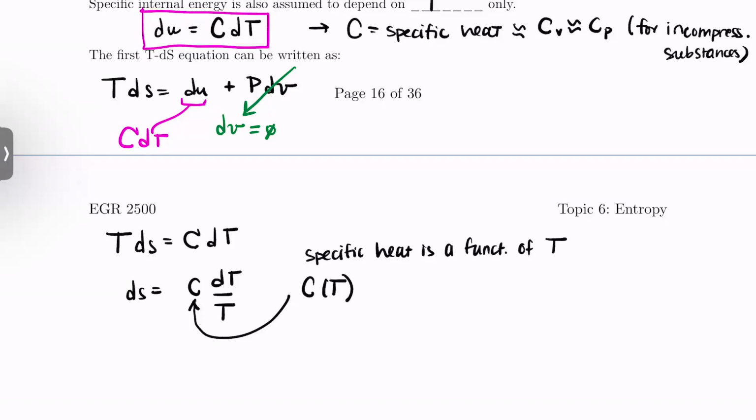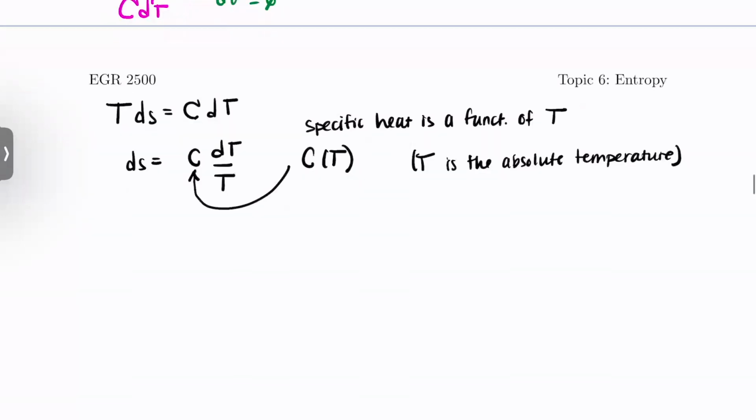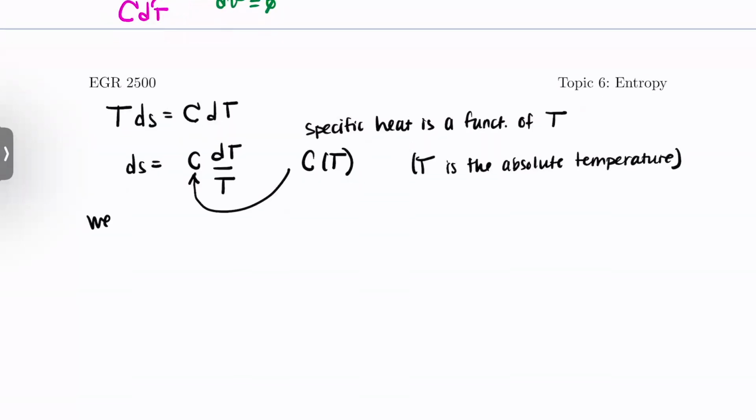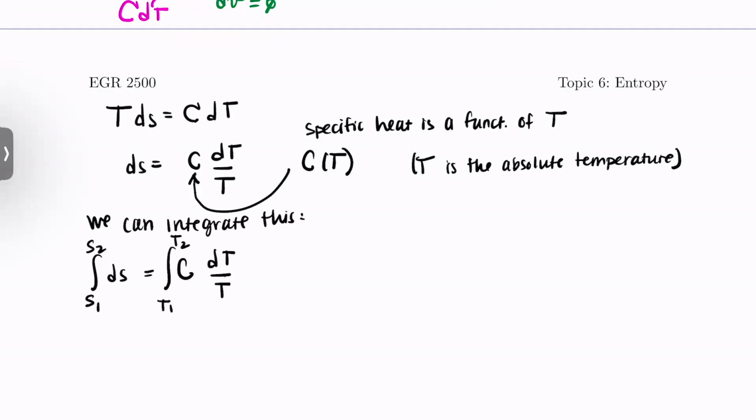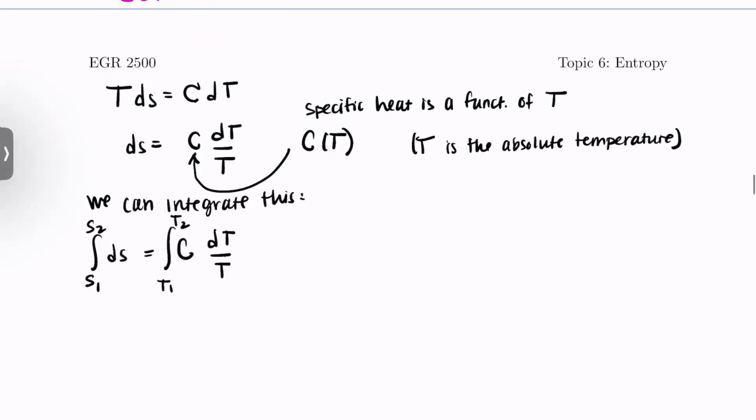And then keep in mind, again, T is absolute temperature. Okay. If we integrate this, we get the following. So I'm going to do the integral from some state 1 to some state 2. And I'm going to also integrate the right-hand side from some temperature 1 to some temperature 2. What do we get when we integrate this?